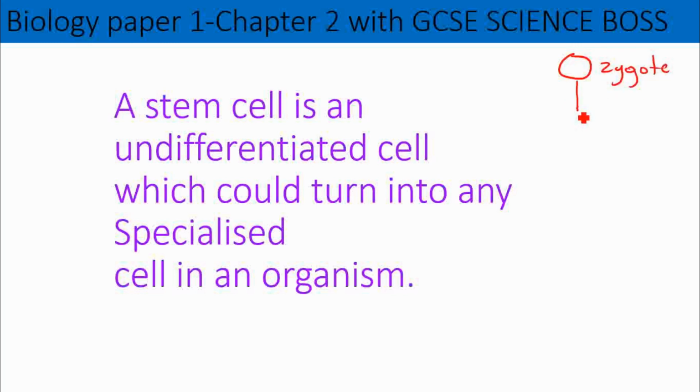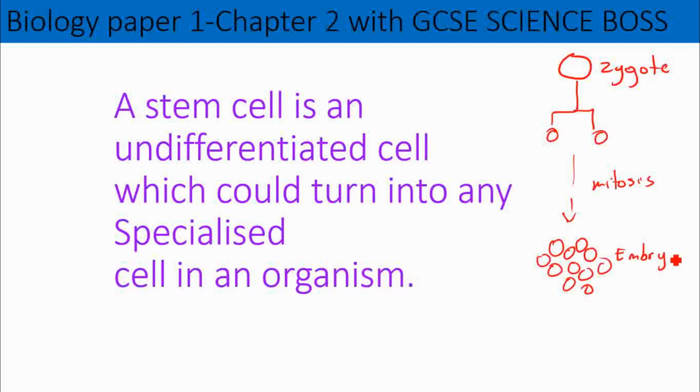That one cell then becomes two cells, and eventually, after several steps of mitosis, you're going to have a ball of cells. This ball of cells is referred to as the embryo, but these cells are special. These cells are called stem cells, okay? Stem cells means that they're undifferentiated, they're not specialized, but these stem cells can become any other cell inside the body, okay? They can turn into any specialized cell.